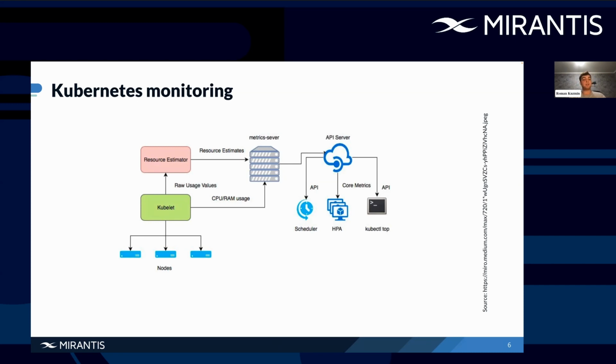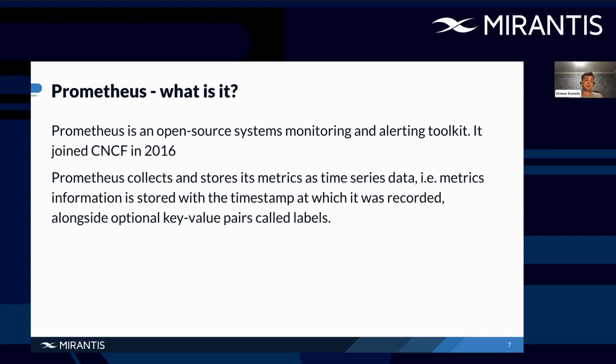But by default, Kubernetes itself cannot provide you with metrics that are specific to your application. It only shows your RAM utilization, CPU utilization, uptime, etc. In other words, all the metrics that are generic for all workloads. And that's actually where Prometheus steps in. So what exactly is it?